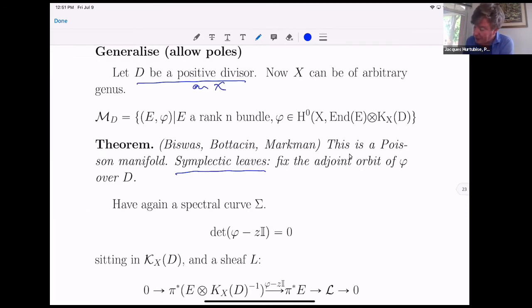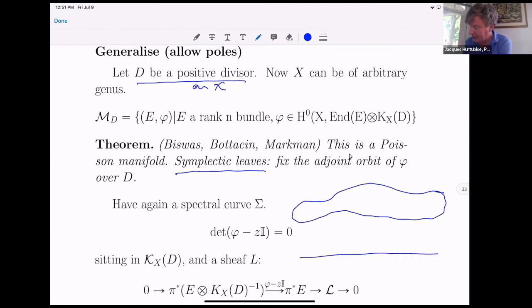Again, you'll get a spectral curve. So you're not getting a symplectic manifold, you're getting a Poisson manifold. And you get a spectral curve. Here's X. Here's sigma. Above the divisor on X, so these are points, you'll get a fiber here. And basically, the symplectic leaves are obtained by fixing the phi, at least the adjoint orbit of phi over D. So in generic terms, basically your symplectic leaves are obtained by nailing the spectral curve down over the inverse image of D.